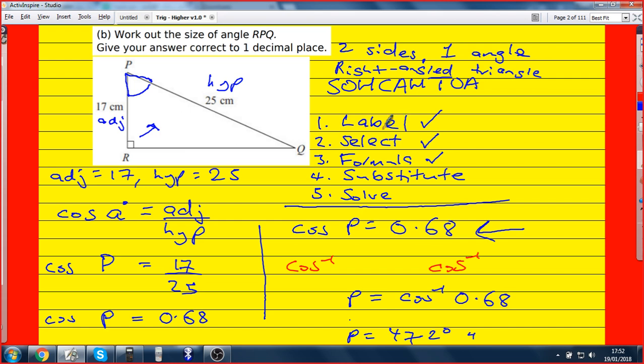Label the sides, select the formula, write out the formula. Some people skip step 3 and just write it right away. But a lot of the time they'll put hypotenuse on the top and adjacent on the bottom. If you write out the formula, you never make that mistake. Sub in what you know, and then you solve the equation.